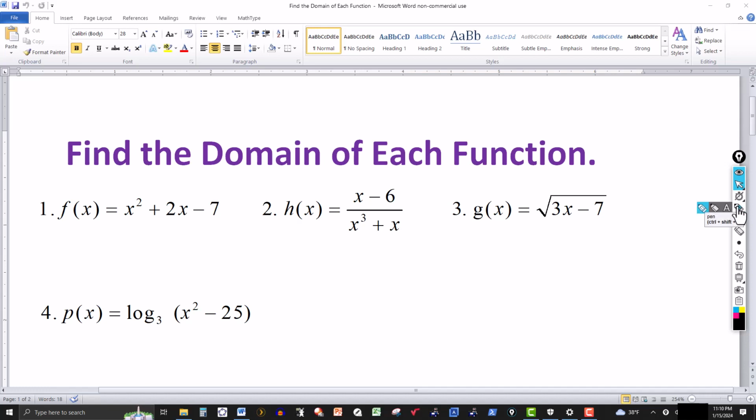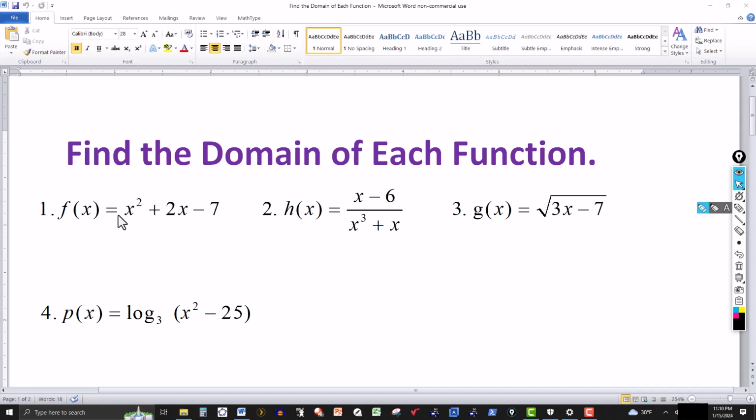And we're only looking for real numbers. So the domain has to consist of real numbers, not imaginary numbers. So let's look at the first one. This is a polynomial of degree 2, f of x equal to x squared plus 2x minus 7.